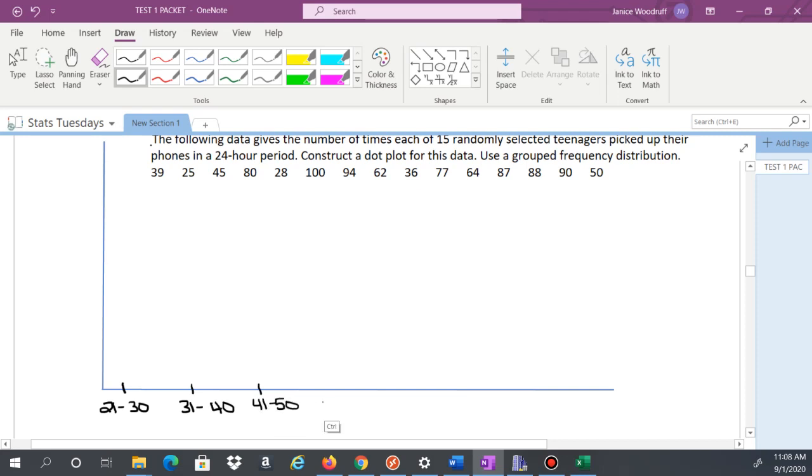Then 51 to 60, 61 to 70, 71 to 80, 81 to 90, and then 91 to 100. Okay, now here's where I'm going to make my big dots.